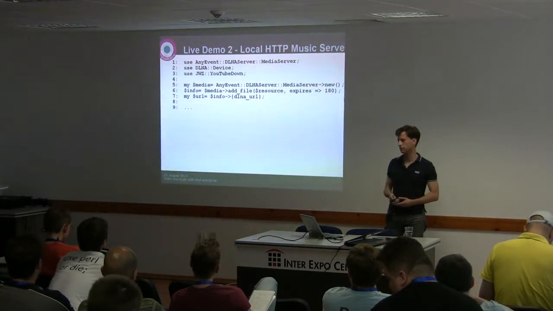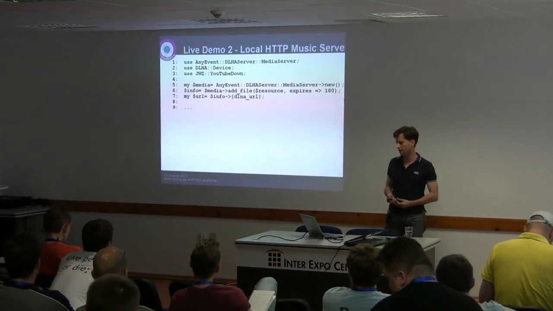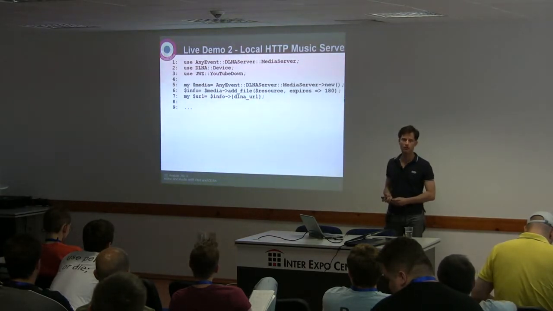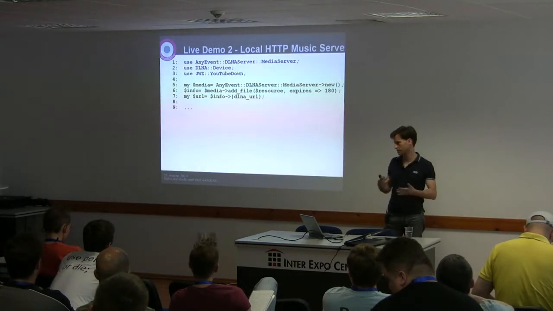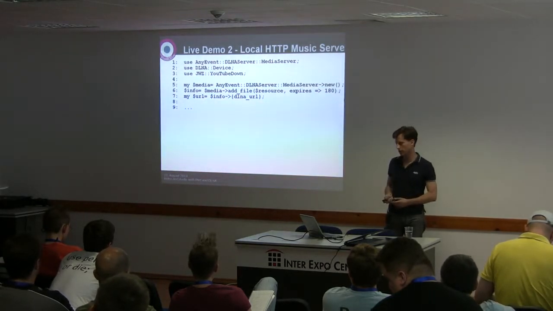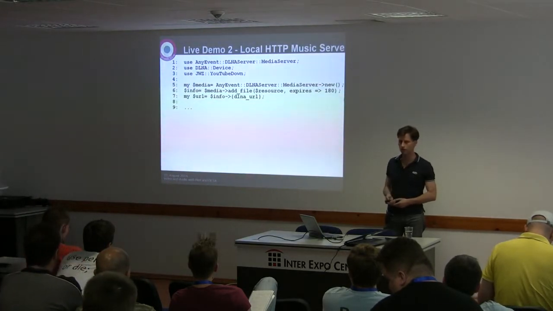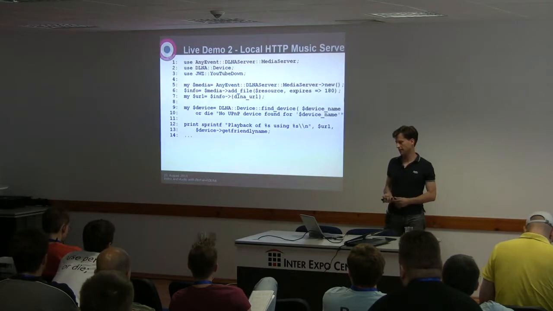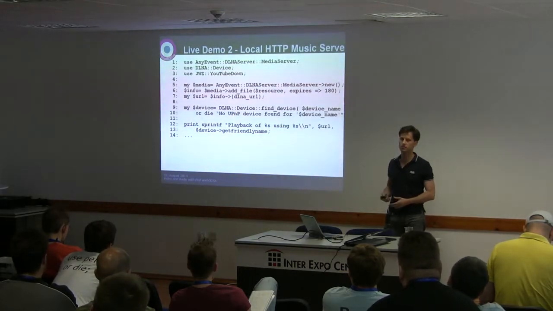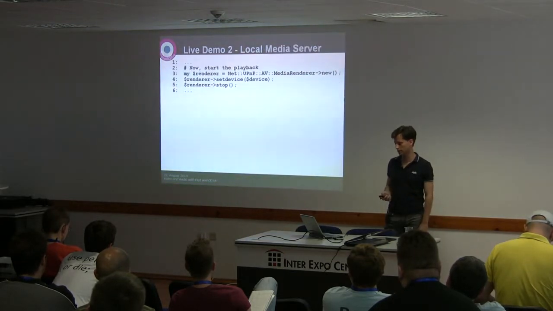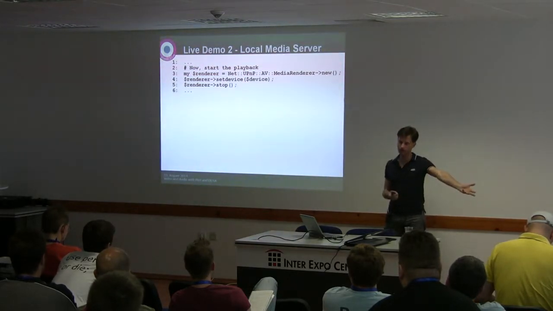The lines 5, 6, and 7 start up the media server, which is the rewriting proxy, and we give it the URL we want to serve. And then we find an available device on the network, print out the name of the device, and then we start the playback by telling the renderer device, please go play this URL.